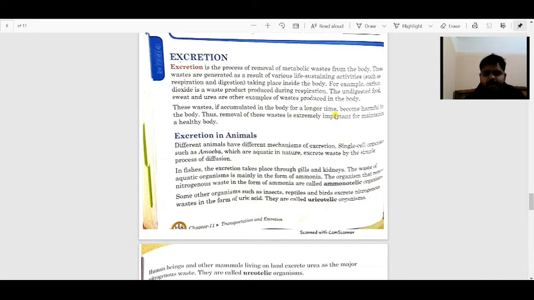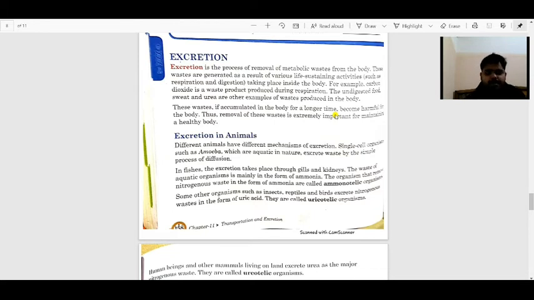As far as animals are concerned, different animals are there. We know in single celled organisms, again the process of diffusion will be there. When the amount of some unwanted products increases in the body, the concentration will increase, and they will directly be expelled out through their cell wall.